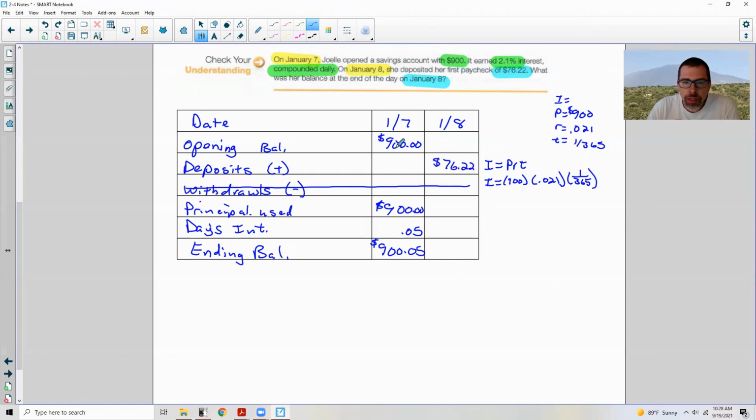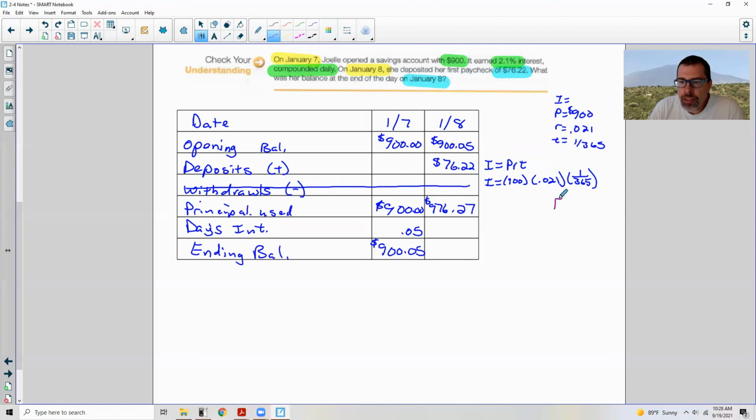Her starting balance on that day, I'll just bring this up here, $900.05. Okay, opening balance on that day. And so the principal that's going to be used is 5 plus 2 is 7, 0 plus 2 is 2, 0 plus 6, 0 plus 7, and 9 plus 0. So now with that deposit of $76.22 and 5 cents interest, she has $976.27. And that is our second formula.